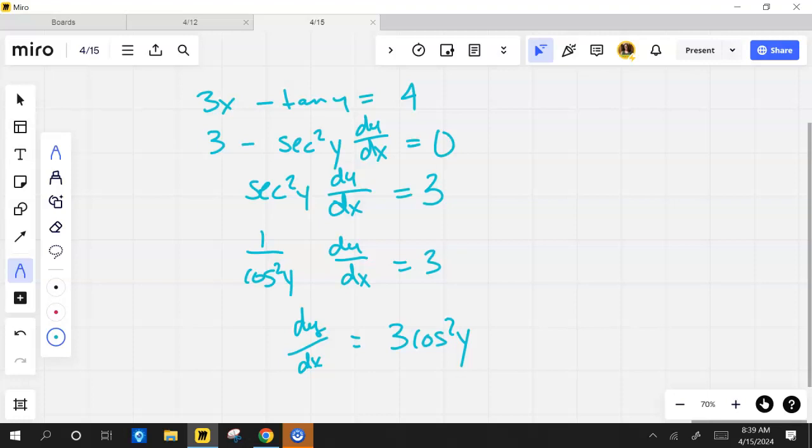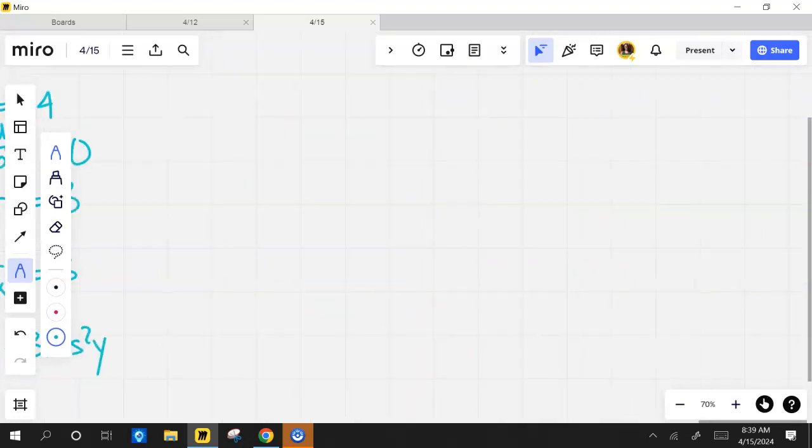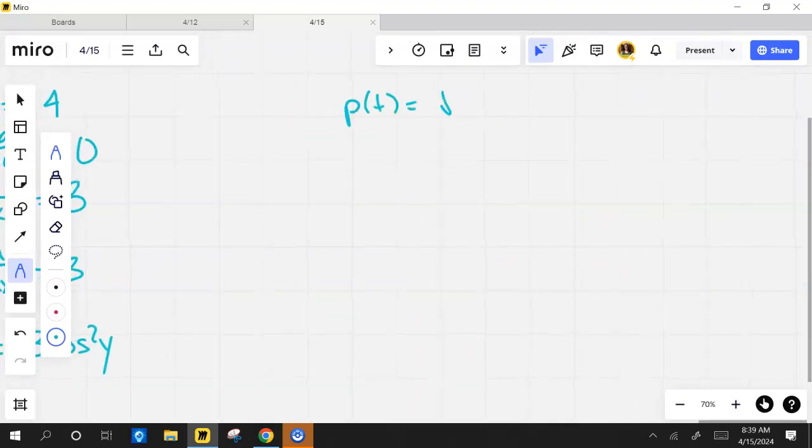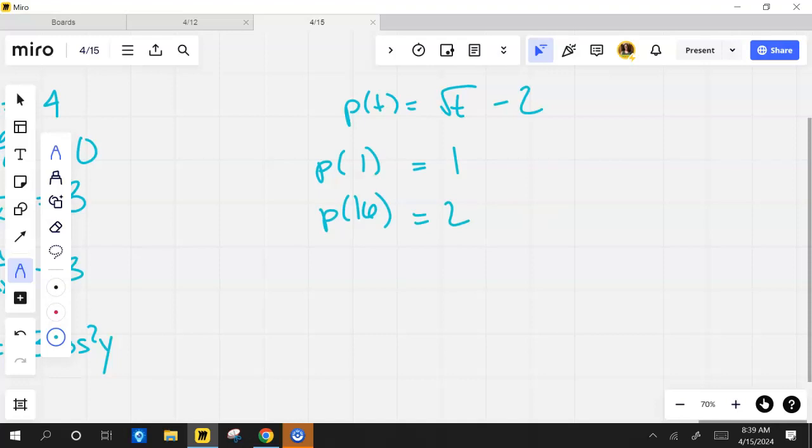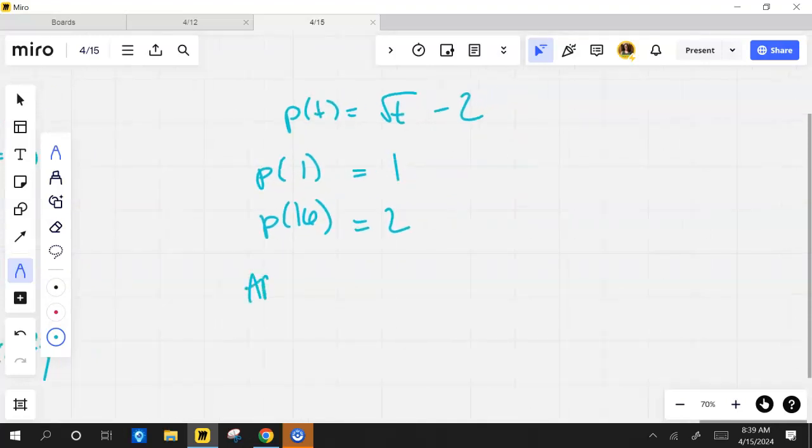For time t greater than 1, the position of a particle moving along the x-axis is given by p of t equals square root of t minus 2. At what time between 1 and 16 is the instantaneous velocity equal to the average velocity? So the first thing I needed to do was find the average rate of change. P of 1, if you plug that in, you get 1. P of 16 would be 4 minus 2, which is 2. The average rate would be 2 minus 1 over 16 minus 1, which is 1/15.